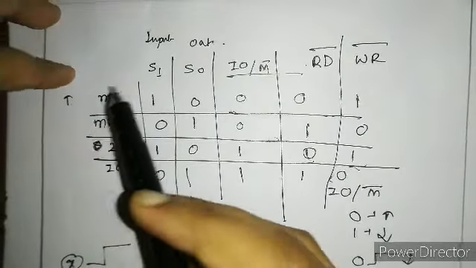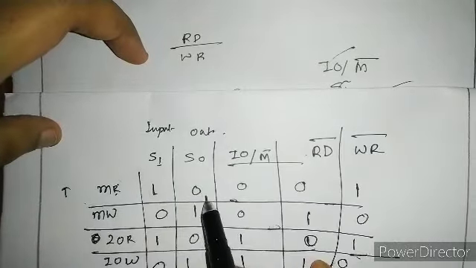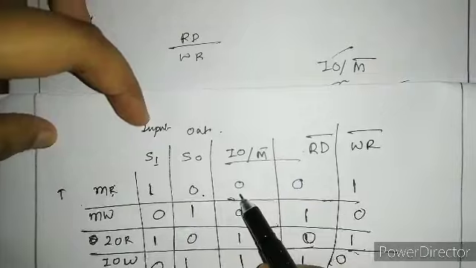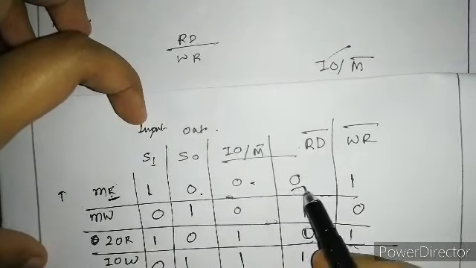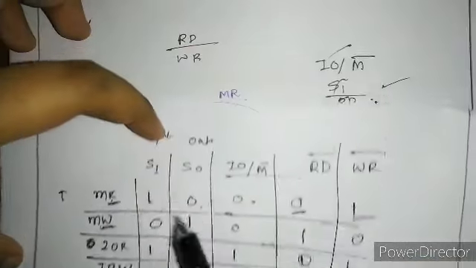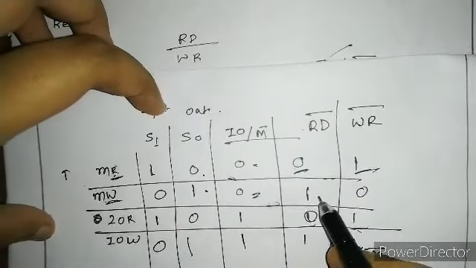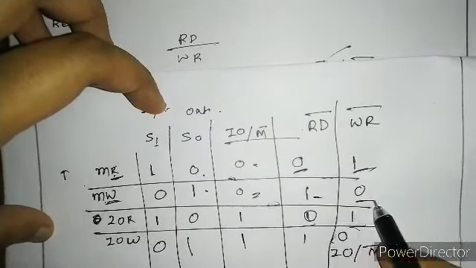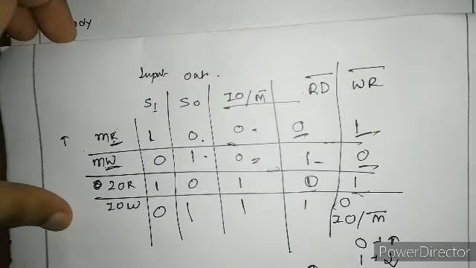MR, memory read, it's an input operation, that is why S1 is 1, S0 is 0. As it is a memory operation, active low, it's 0. It's a read operation, so active low RD is 0 and write is 1. For write operation, it's an output, so it's 1. Memory is 0. It's not a read operation, so 1. It's a write operation, so 0. The same goes with the IOR and IOW operation.